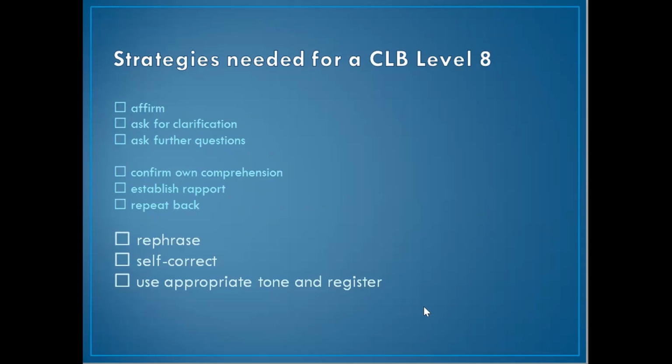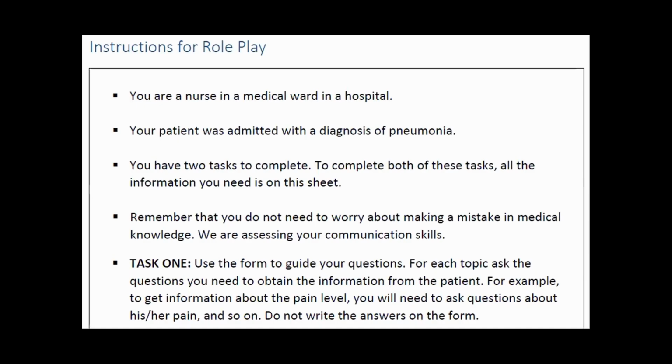Rephrase. Remember we talked about repeating back? This is very similar, but you're going to use your own words. If you make a mistake, self-correct, and use appropriate tone and register. This relates a little bit to establishing rapport. These are all the strategies that they are looking for when they mark your speaking roleplay 1 in particular. So now let's do the sample roleplay.